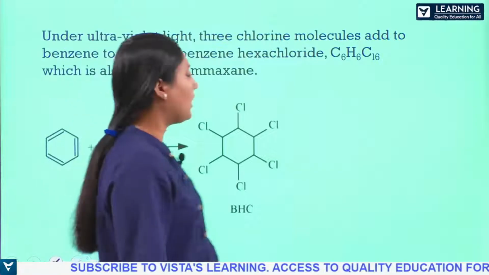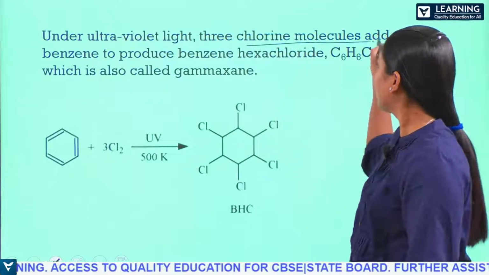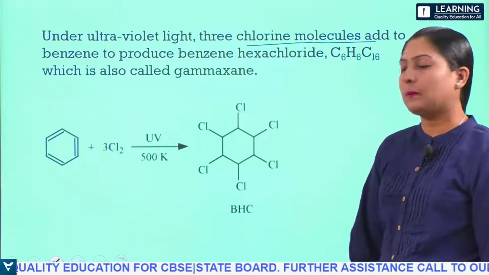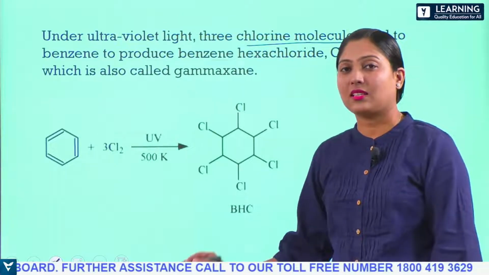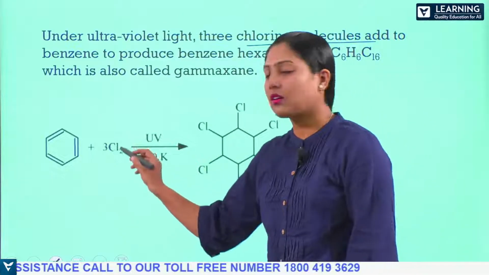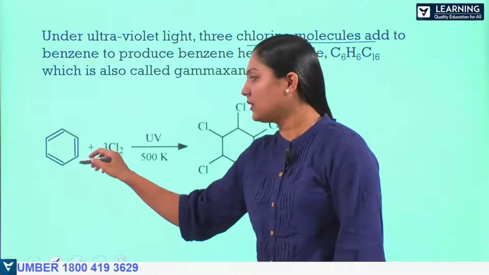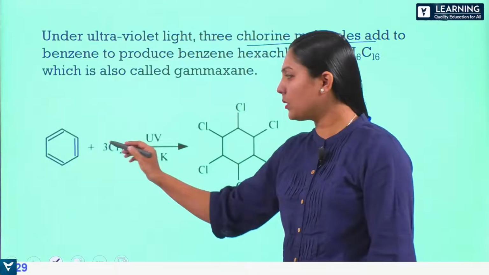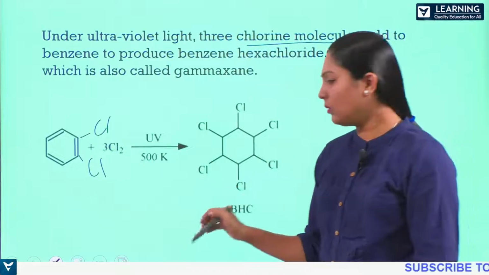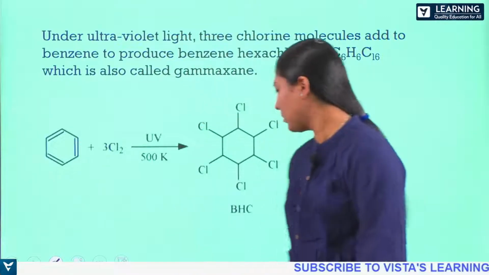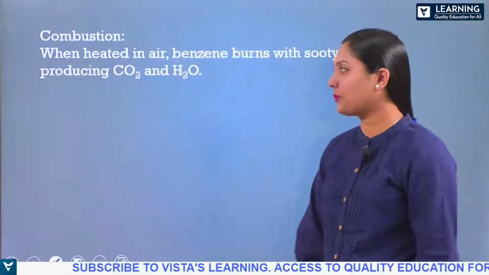Next, under UV light, what happens? Chlorine molecules will be added to the benzene ring. So in the presence of 500 Kelvin temperature and UV light, the chlorine will be added. How? Similarly, we break the double bond and add chlorine atoms. Similarly, we have hexachlorobenzene. You can also call it benzene hexachloride or hexachlorobenzene.